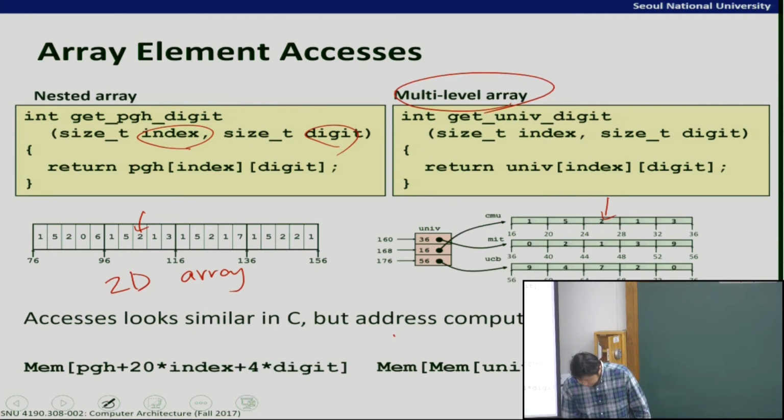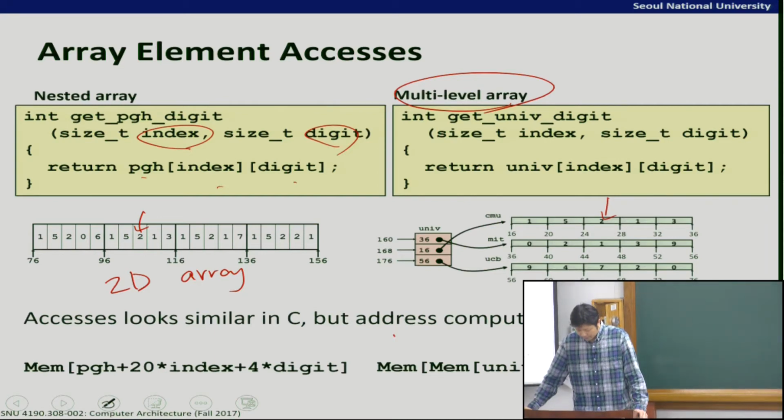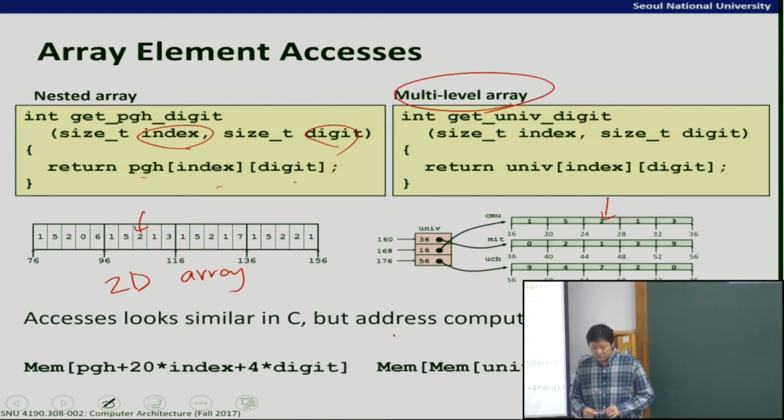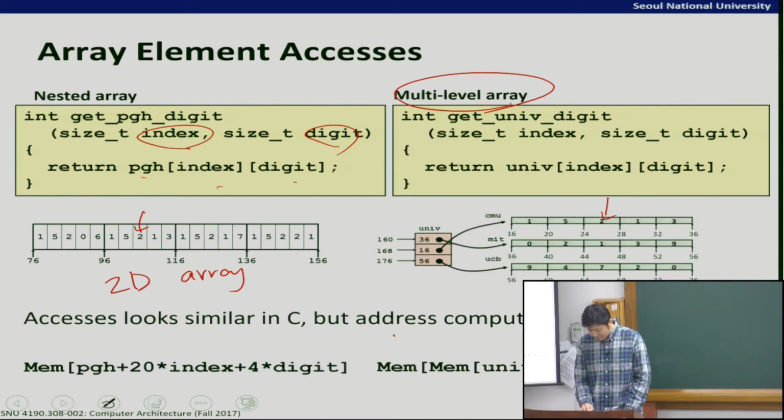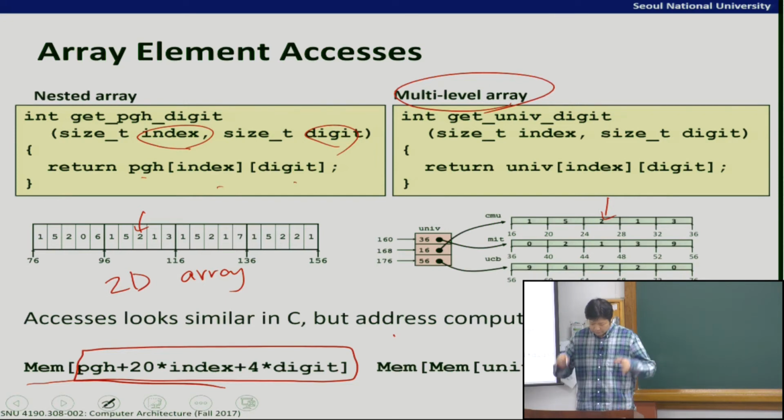So in the C code, this one looks very similar, almost the same. You cannot really tell the difference between the two by inspection. Although the accesses look similar, their address computations are very different, right? In this case, the address will be a base address, like PGH, which is the base address for the entire data structure, plus 20 times index plus 4 times digit, then we can pinpoint exactly which digit you want to access. This case is much more complicated.